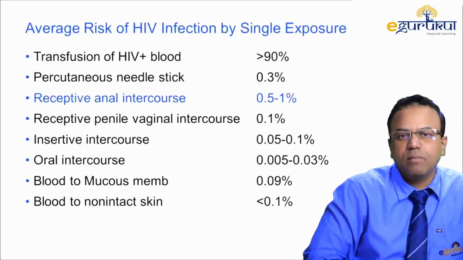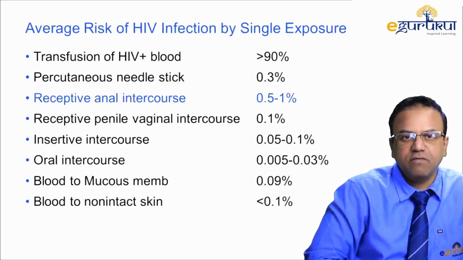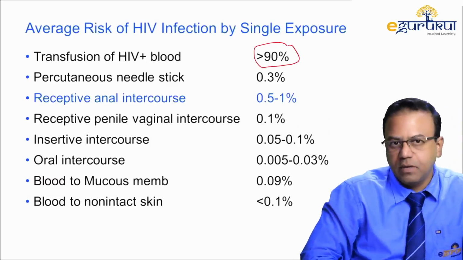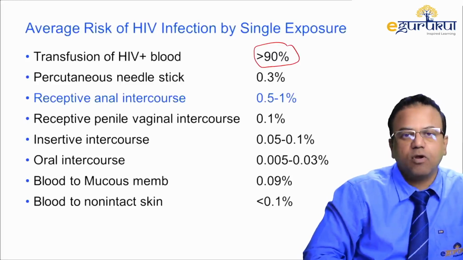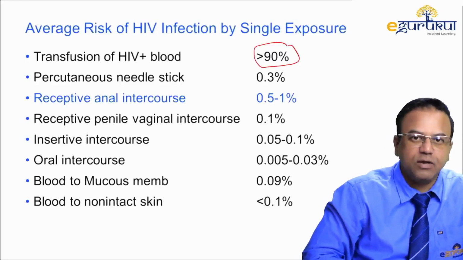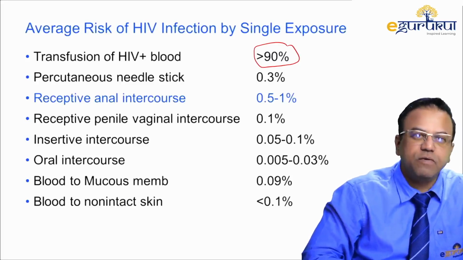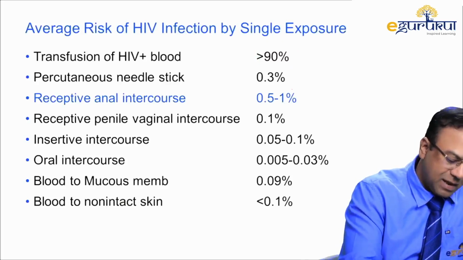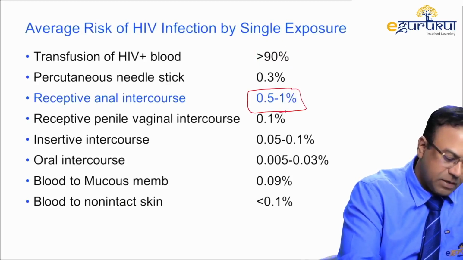So this is a chart showing the risk of HIV infection by a single exposure. As I told you, if the blood in a blood transfusion is HIV positive, then obviously the risk is very high. But as I said, we now have thorough checking and a lot of tests before we transfuse blood. So apart from this, you do realize that the highest risk is going to be receptive anal intercourse.